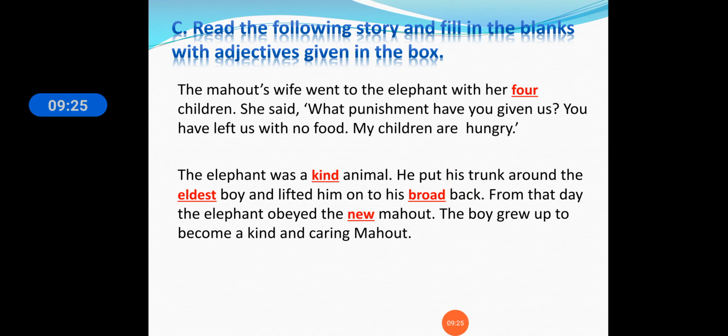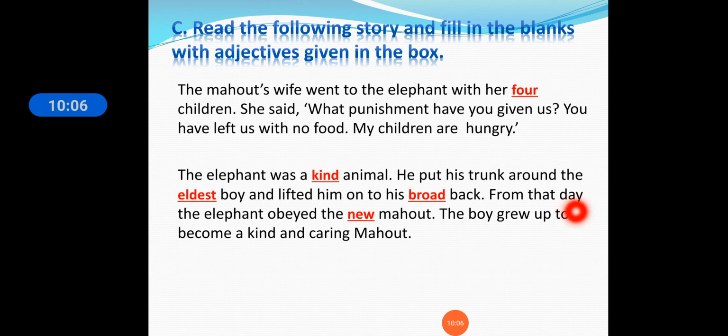Now, what did the elephant do? He put his trunk around the eldest boy and lifted him to his broad back. Okay. So, he took the eldest boy of that mahout and put him on his back. Okay. So, here 2 adjectives you can see. Eldest, eldest means सबसे बड़ा, the one who is the biggest is called eldest, eldest boy. Okay. And how was the back? Back was broad. The elephant's back is very big, right? So, here the word used is broad. Okay. So, here the elephant put the eldest boy on his back.